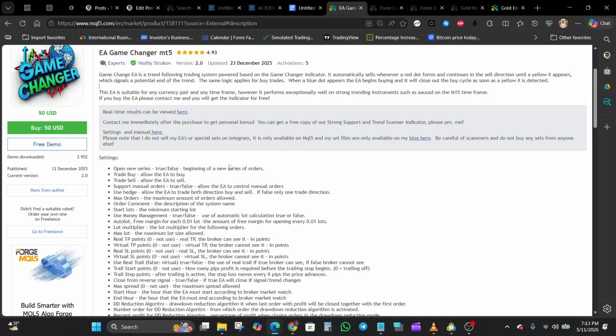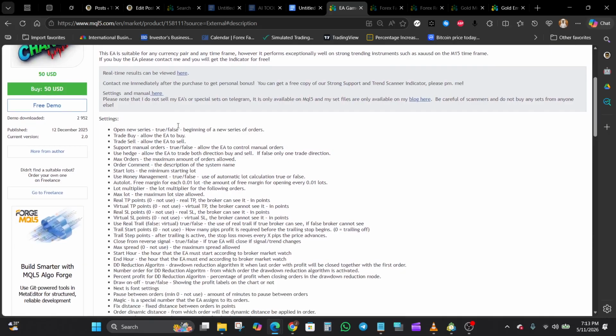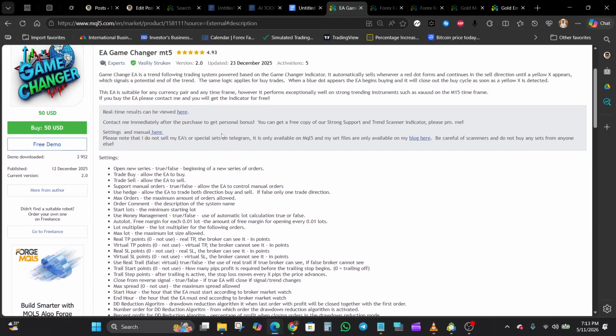So now the developer also mentions that the EA can be used on any currency pair and any time frame, although they specifically mention XAU USD on the M15 time frame as one of the stronger performing combinations based on their own observations.